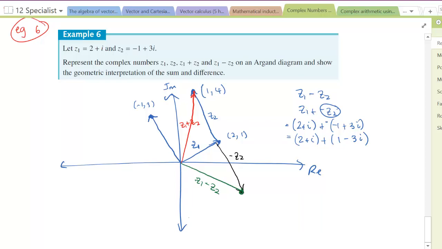Remember, the goal is the ultimate outcome, so we have 2 plus 1 gives us 3, and 1 subtract 3 is negative 2. So if we're trying to show that geometric interpretation of the sum and difference, this is the way we do it, using those vectors tip to tail.